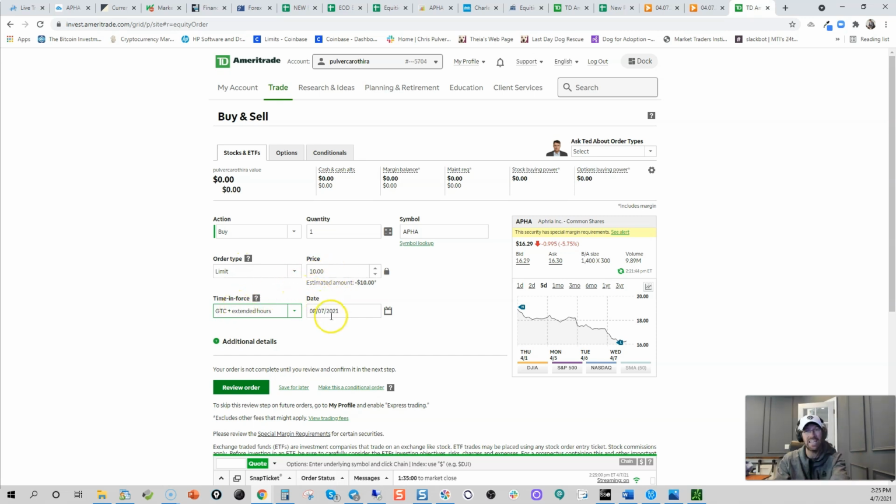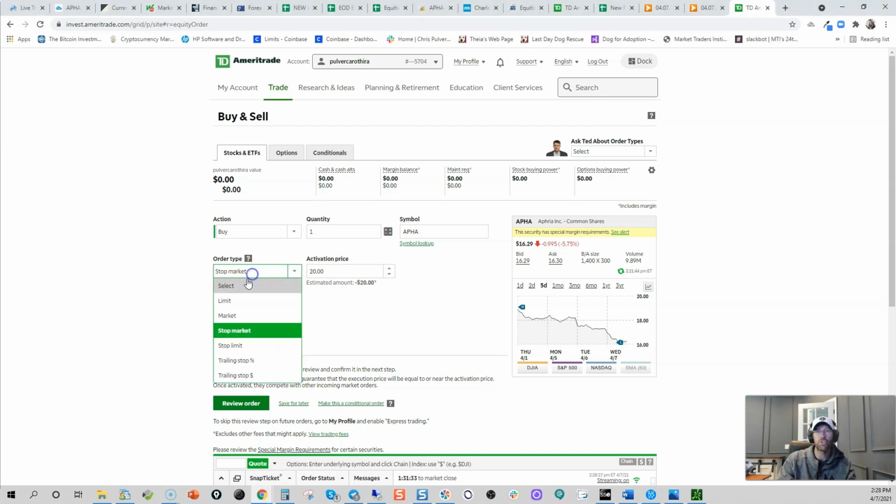That extends me out for 90 days, which is pretty nice. And then I can go good till canceled plus extended hours, and I could go ahead and review the order and submit that trade. Okay, so that would be a limit buy, which means price has to drop down to $10. I can get filled on that trade for the next 90 days.